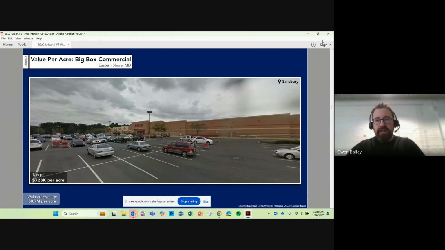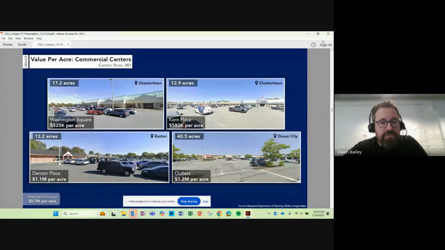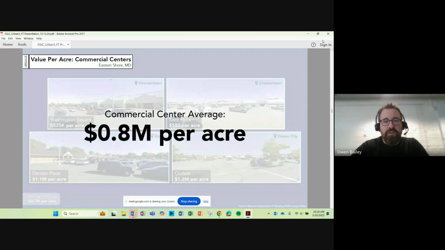Let's look at commercial. It's not just Walmart, it's all big box stores. Target, Lowe's, Home Depot, still fitting in with that $100,000 per acre. The center shopping mall in Salisbury, less than $500,000 per acre. And you'll see here my hometown in Chestertown, Kent Plaza in Washington Square, about $500,000 per acre. Building up slightly to the Denton Plaza and the outlets in Ocean City at just over $1 million per acre. But on average, this kind of development is the same as Walmart, just about $800,000 per acre.